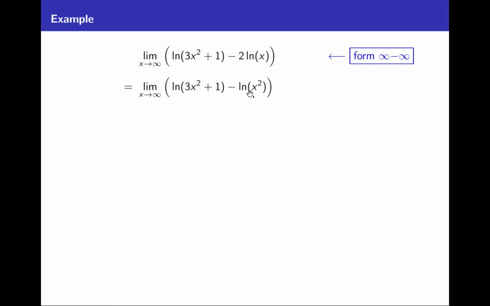And now we could use a logarithm property to combine this difference into ln of 3x squared plus 1 over x squared. Remember that logarithm property? Forget the limit for a minute. Just look at combining these two logarithms into this one. And now we don't have a difference anymore. It's a single expression. And ln is continuous, so we could take this limit as x goes to infinity and move it inside the ln. So we get ln of the limit as x goes to infinity of 3x squared plus 1 over x squared.